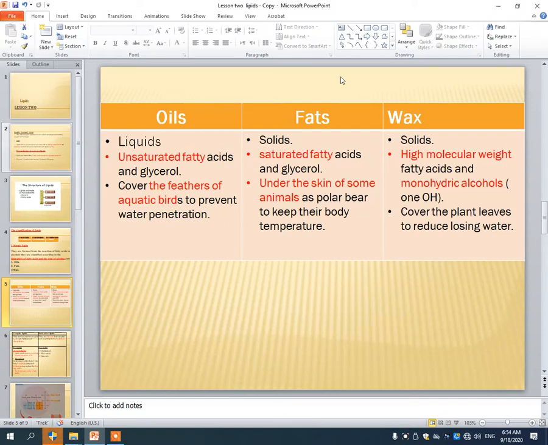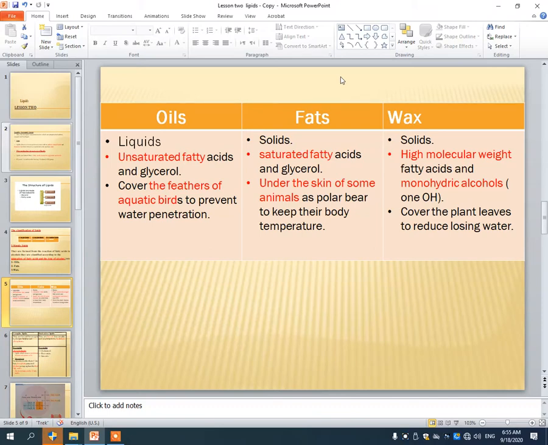Okay, fats. Fats are solids, so they consist of saturated fatty acids, which have a large amount of hydrogen, and also glycerol. We can find fats under the skin of some animals, like animals which live in the two poles, like the polar bear. Why? Because they have snow around them, very low temperature, so they need to keep the temperature inside their bodies. The fats under the skin prevent the loss of temperature.